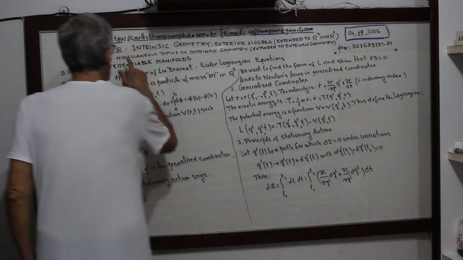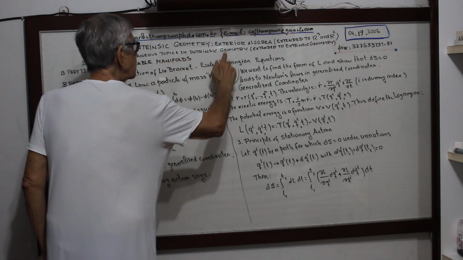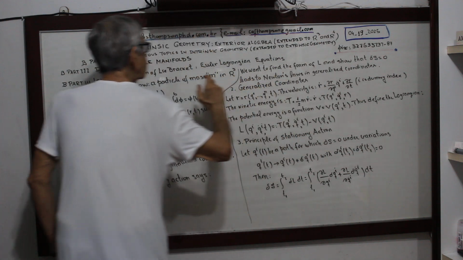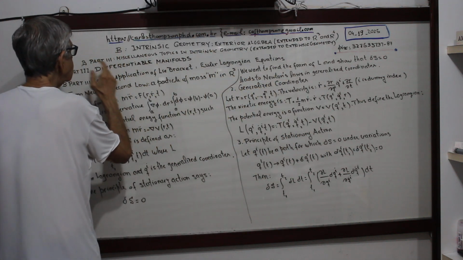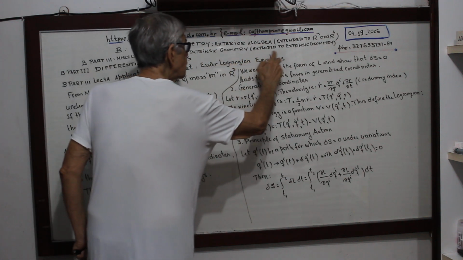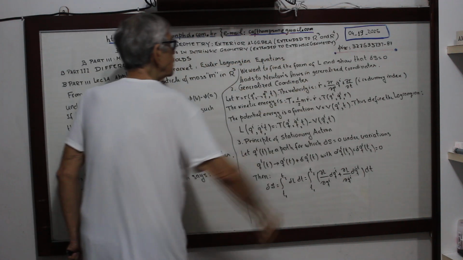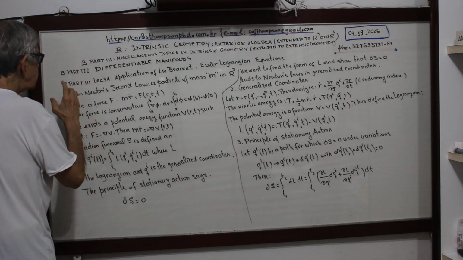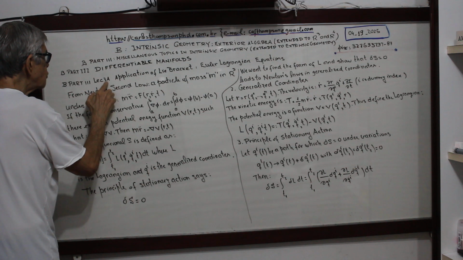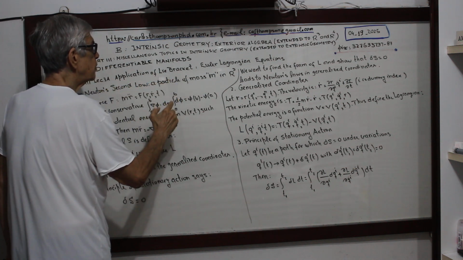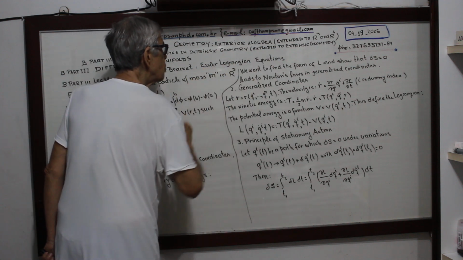Again, item B, intrinsic geometry, exterior algebra, extend to R3 and R4. Now B part 3, miscellaneous topics, intrinsic geometry extended to extrinsic geometry. Now, this is B part 3, lecture 3A, application of Lie bracket, Euler-Lagrange Equations.